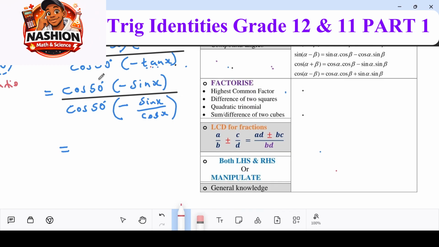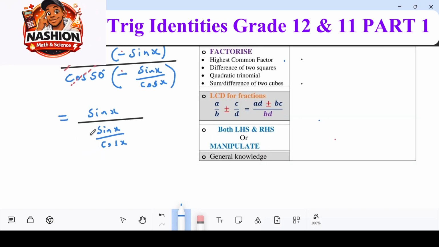In the next part, we simply cancel the like factors. Cos 50 cancelling out cos 50. And also, guys, the negatives will cancel out here, so I won't repeat them, because negative over negative, that's just positive. So the top part of the fraction, we are left with sine x over sine x over cos x.